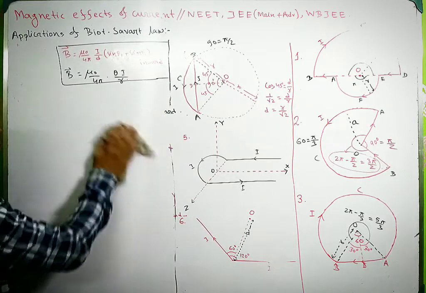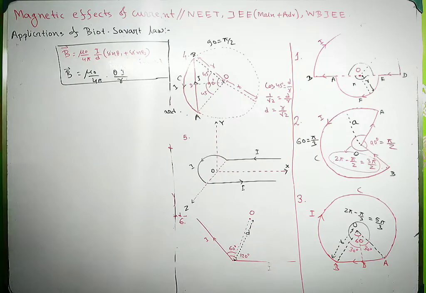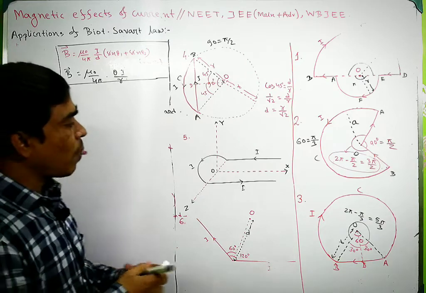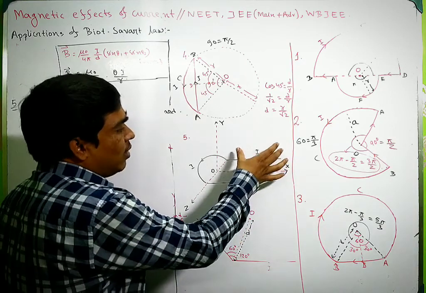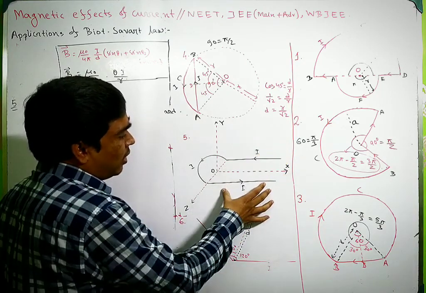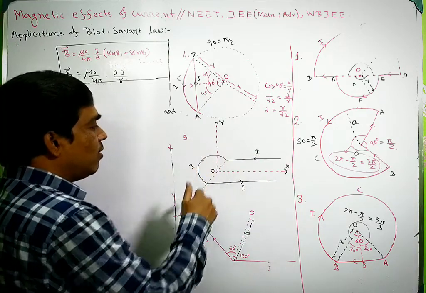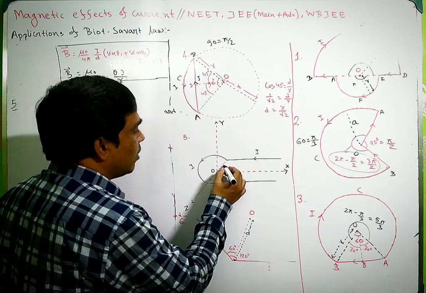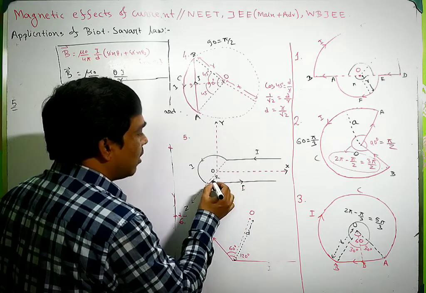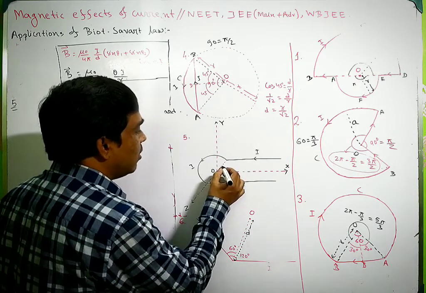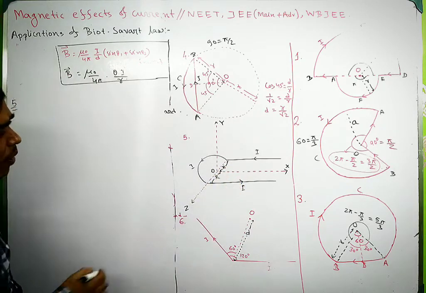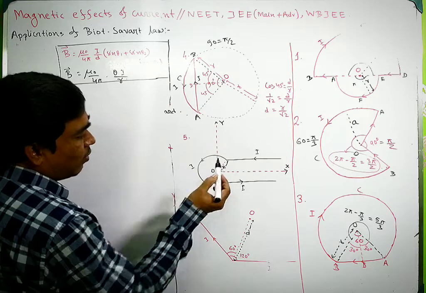Now the problem number 5. This is an infinite wire, and this is a circle, and this circle has a radius, suppose R. This is the radius R, this also R. You have to calculate the magnetic field at point O.